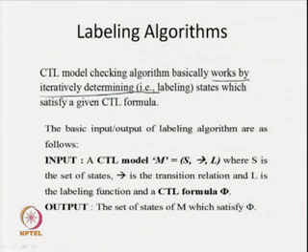What is the input? We have a CTL model M, which is nothing but a set of states, a transition relation and a labeling function. This is the input model, where S is the set of states, the arrow is the transition relation and L is the labeling function. Along with that, we give a CTL formula phi. What will be the output? The states of M which satisfy phi.